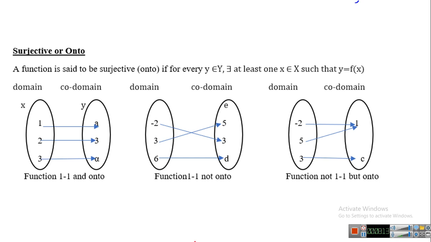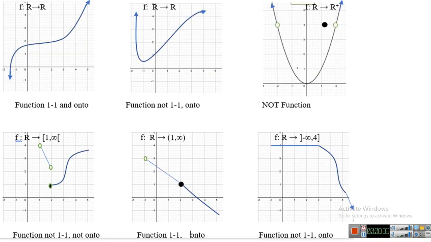Onto, what does it mean? You must not have an empty element in y. One-to-one and onto. Here it's one-to-one, but I have this element here empty, so not onto. Here all are filled, but this is not one-to-one, as you can see, because I have a duplicate here, and you don't have empty, so onto.